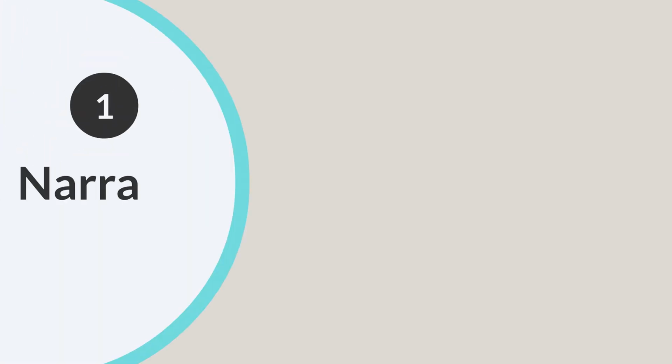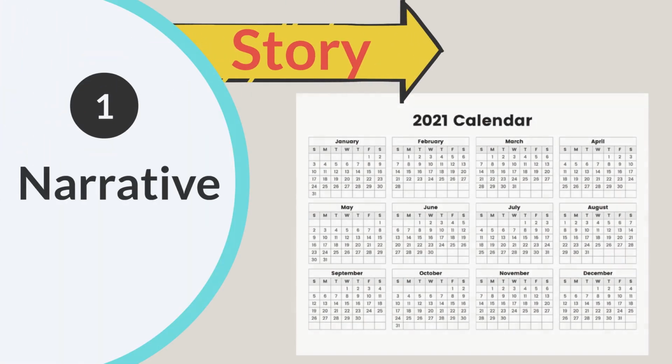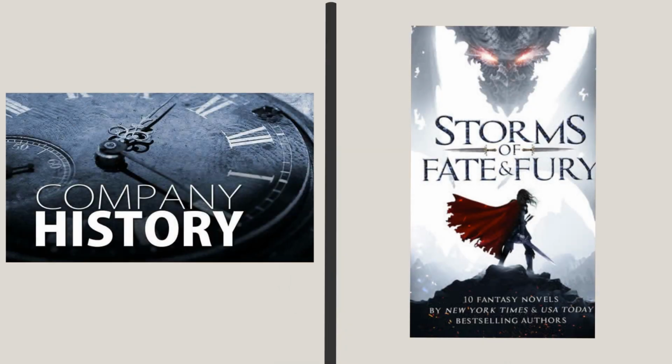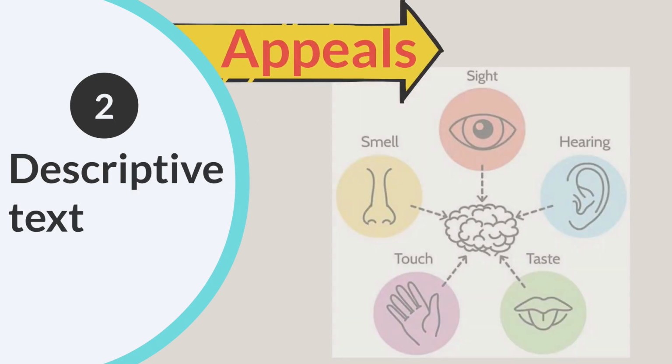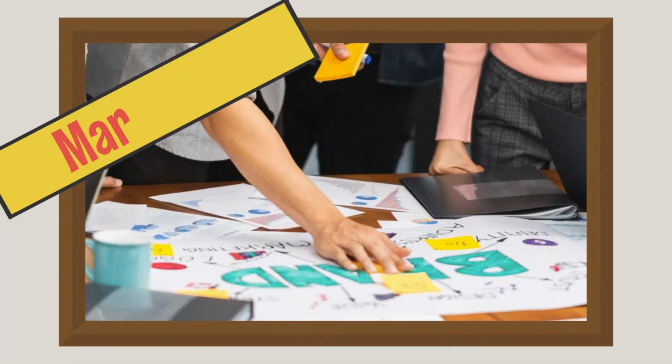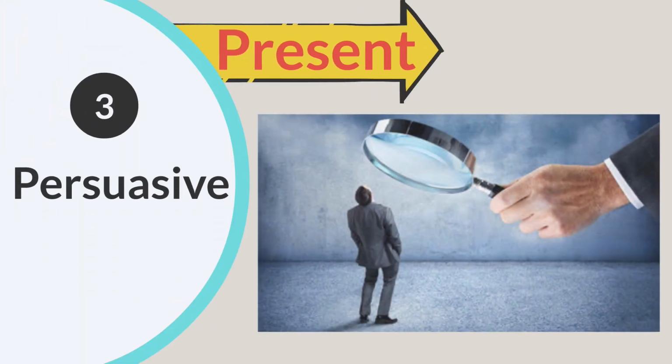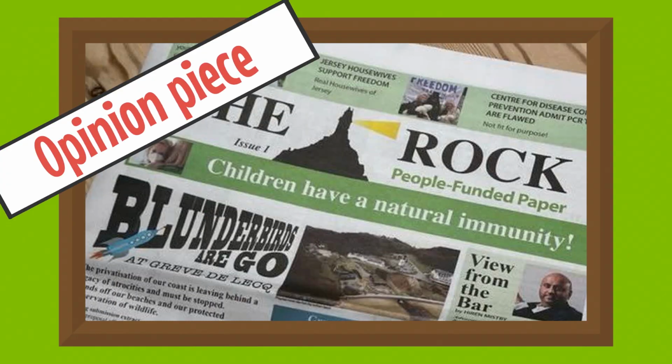Narrative text tells a story by describing a sequence of events. This could be the history of a company or a fantasy novel. Descriptive text appeals to the five senses. Marketing often makes use of descriptive text. Persuasive text is used to present a particular point of view, such as an opinion piece in a newspaper.